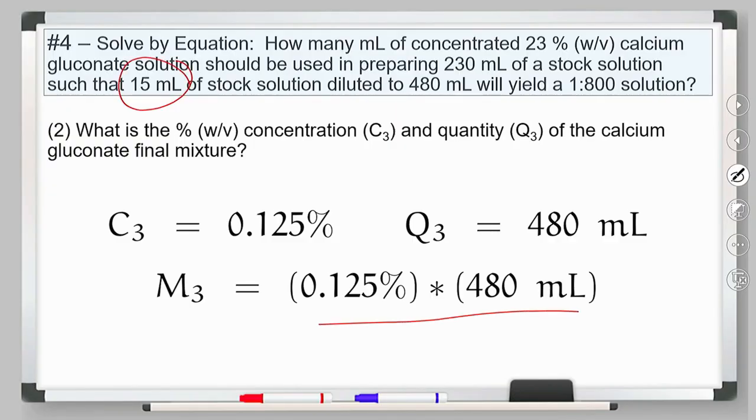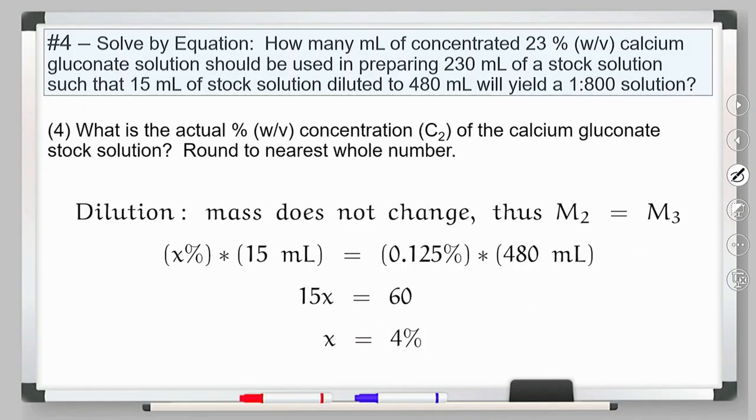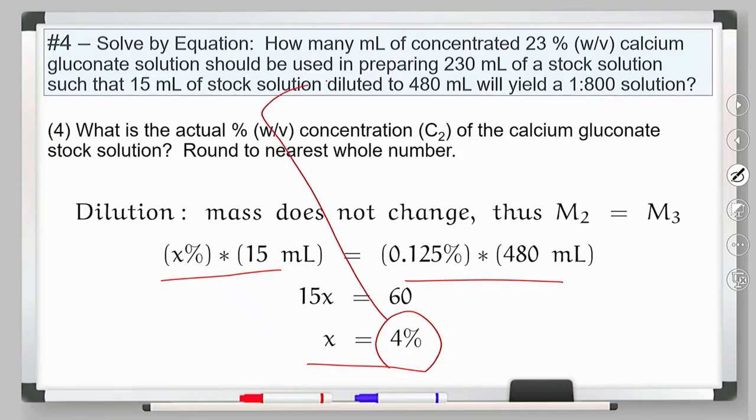We're using 15 milliliters of some stock solution I don't know the concentration of, but I know I'm using 15 milliliters of that solution, and my only unknown now is that concentration of that stock solution. So that's X. So that mass of that will be X times 15. Since I know the stock solution makes the final solution, this mass has to equal that mass in the end, I can now solve for X. So if I do that math, 0.125 times 480 is 60, divide both sides by 15, and I get 4%. What does that mean? 4% is what? 4% is the concentration of the stock solution.